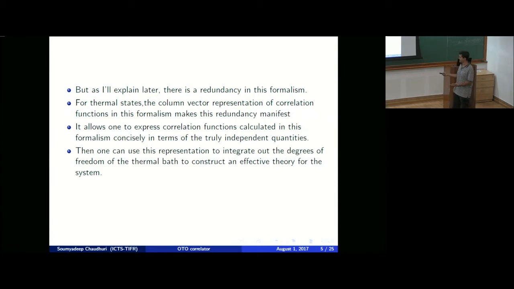And then, if one is able to calculate these independent Wightman correlators, and if one has these contour correlators in terms of these independent Wightman correlators, one can construct this effective theory. One can integrate out the degrees of freedom of the thermal bath and construct an effective theory for the system.